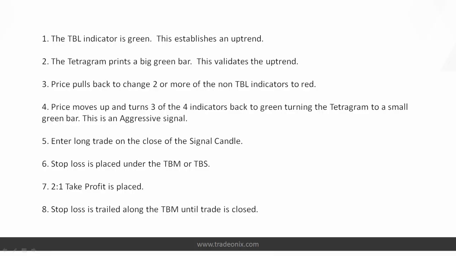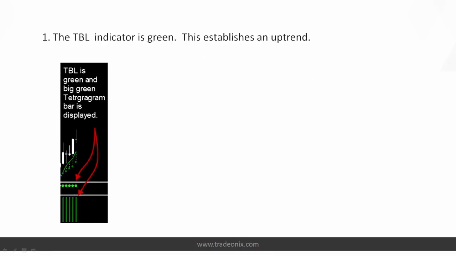Enter a long trade on the close of that signal candle. Stop loss is placed under the TBM or TBS, whichever one is present. In this case, a 2-to-1 take profit is placed, and the stop loss is trailed along the TBM until the trade is closed. So this is slide number 1.